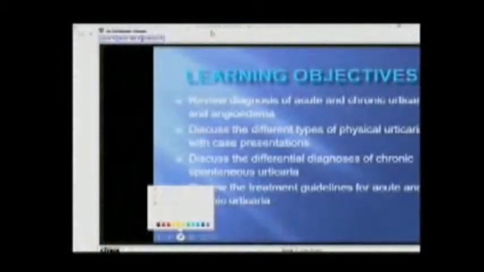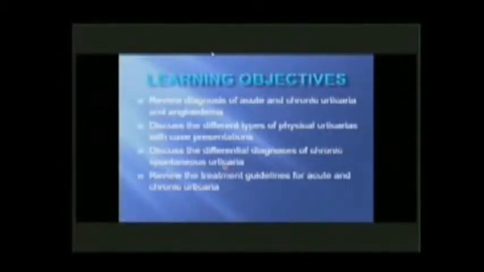Urticaria typically occurs with angioedema, so it's really difficult to discuss one without the other. The majority of cases usually coexist, so I couldn't discuss urticaria without mentioning the pathophysiology and management of angioedema, although we will not be discussing hereditary angioedema, which is a much rarer condition. I will also discuss the different types of physical urticarias and try to present each with a specific case presentation to magnify the diagnosis.